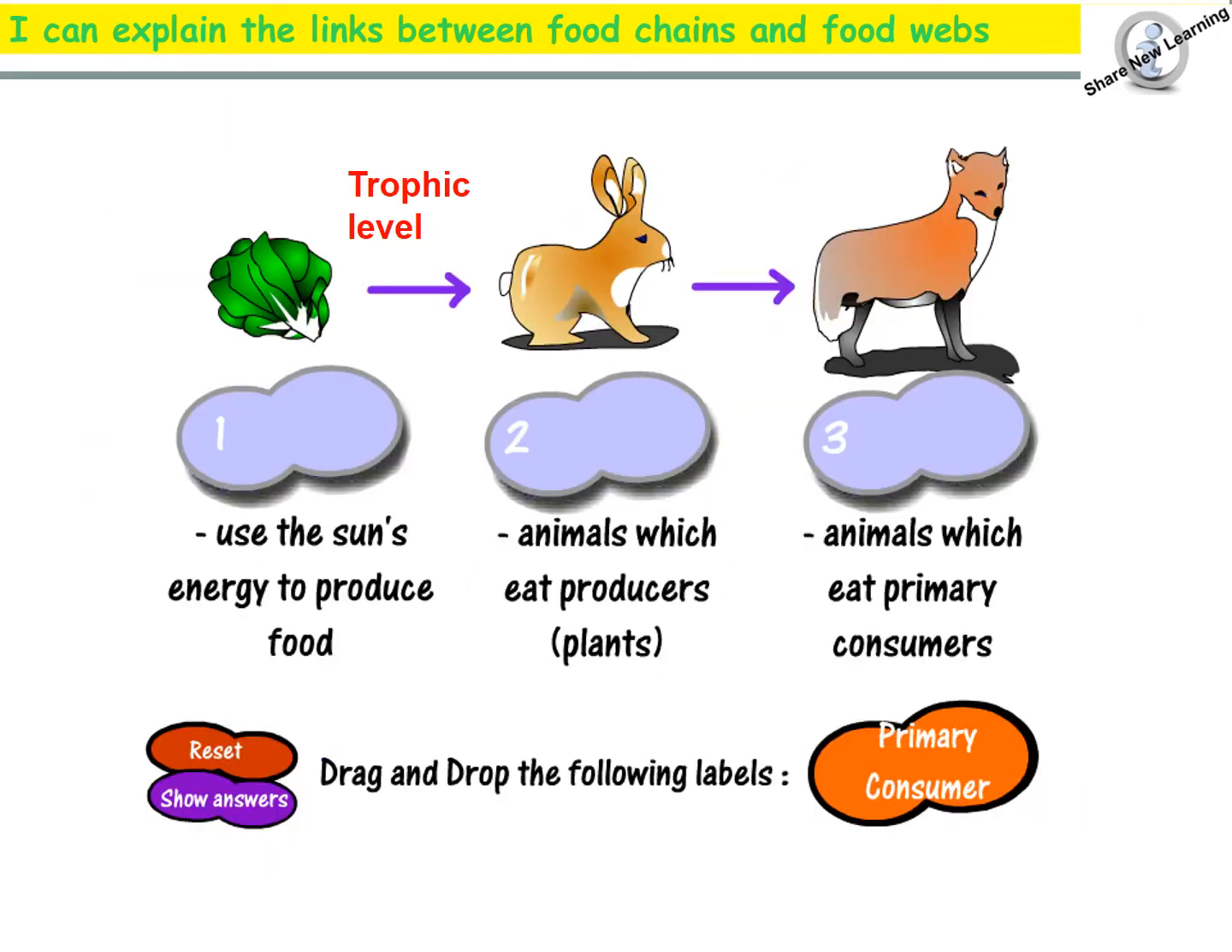In each food chain, each organism has a role. Producers are known as plants because they produce their own food. Primary consumers are those that eat plants, the producers. Secondary consumers are those animals that eat the primary consumers.